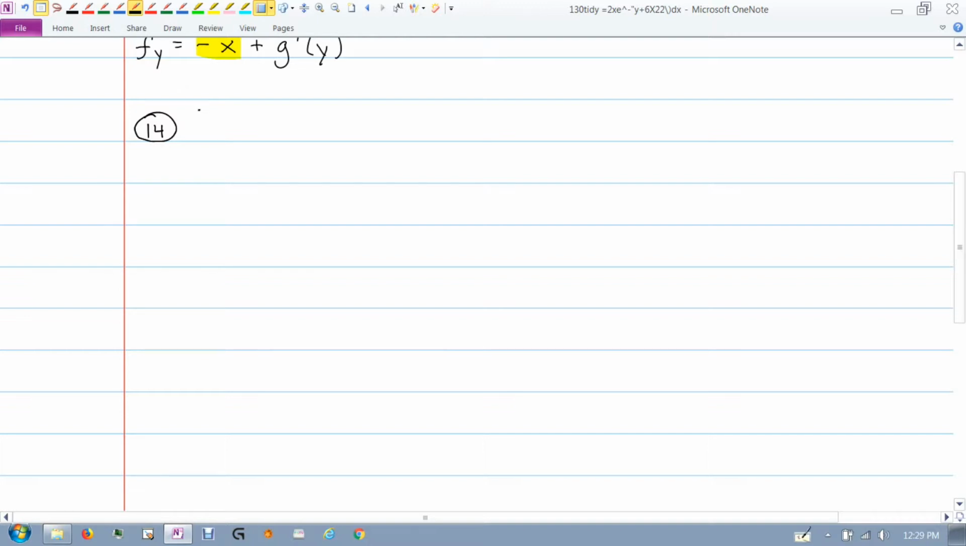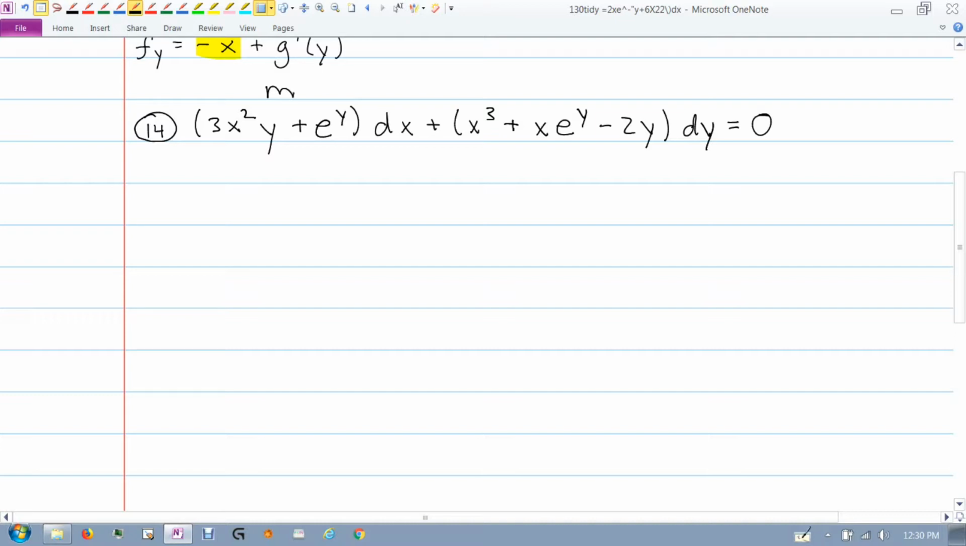So 3x squared y plus e to the y dx plus x cubed plus x e to the y minus 2y dy equals 0. Hope you don't mind me double checking, make sure I wrote it all down right. Wouldn't want to get halfway through this and realize I wrote it down wrong. Okay, we're good. So we have M here and N here.